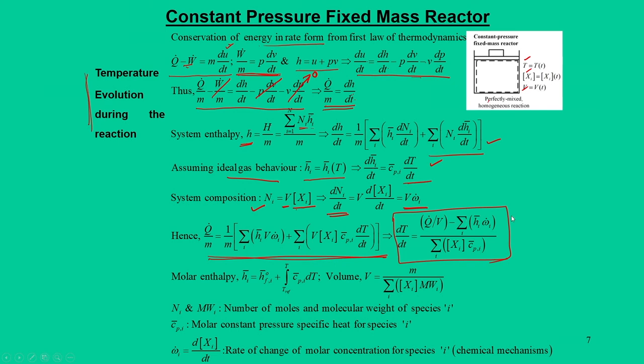Here we have to recall our previous concepts on how to find Hi. Hi is nothing but the molar enthalpy for species i, and it has to be calculated from its enthalpy of formation value through Cp times T. Cp is also changing with time, and the volume we can also express in terms of mass, concentration and molecular weight.